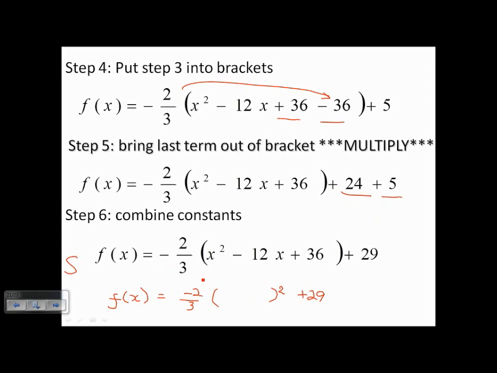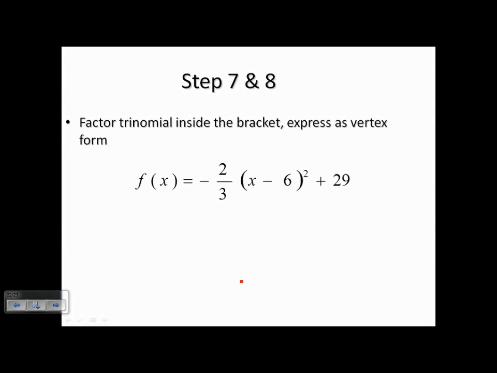What's this going to be? We're going to take the x squared, and it's an x. It's going to be a negative 36. Square root is 6. So we're doing a square root of x squared and square root of 36. Makes sense. Negative 2 over 3, open bracket, x minus 6, close bracket, squared on the outside, plus 29.